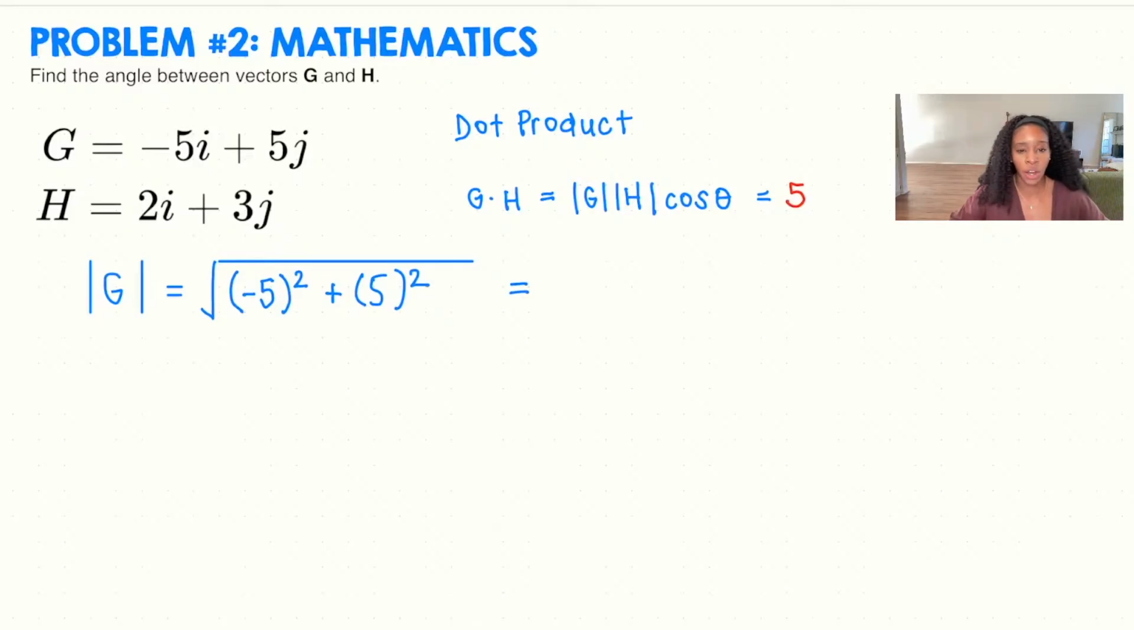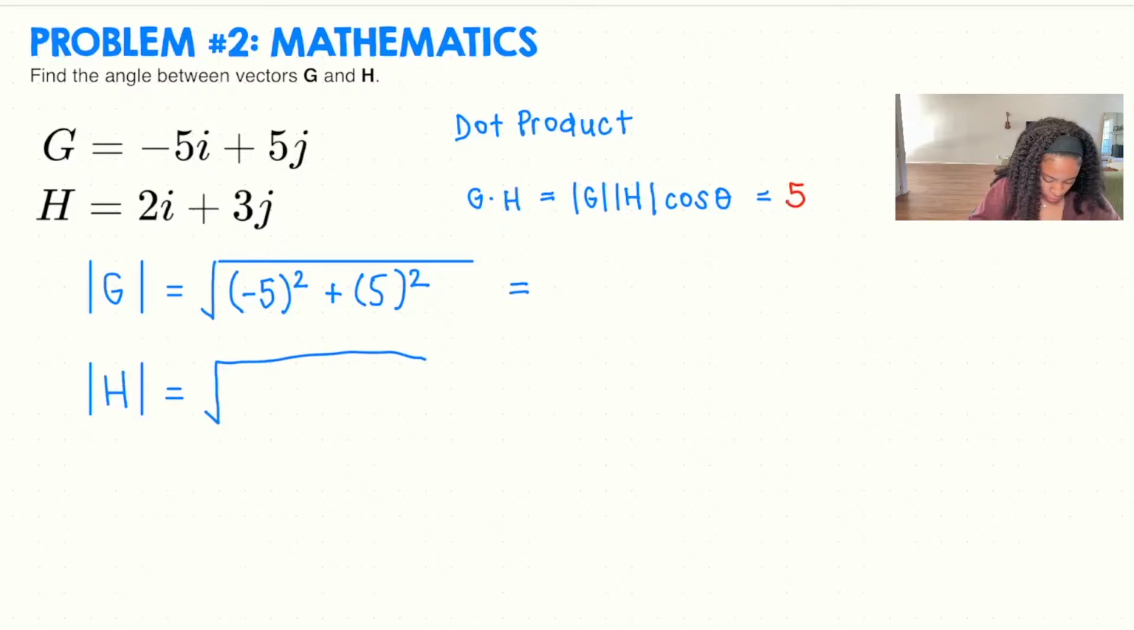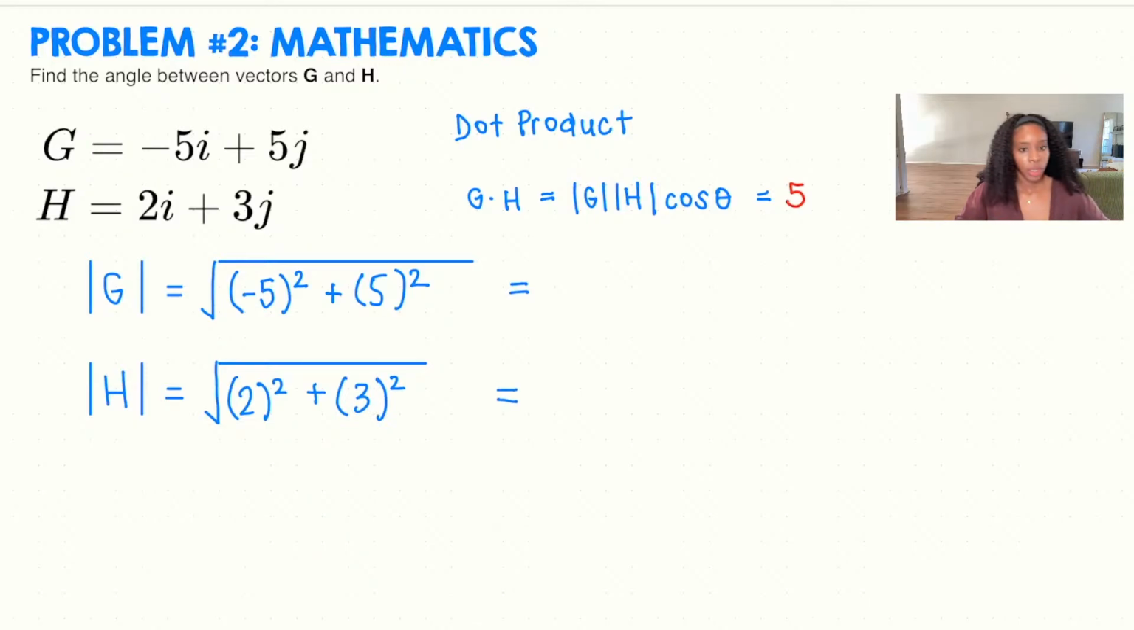And feel free to type that in on your calculator and put it in the chat what you get for the answer. I'm going to go ahead and write out the magnitude of H as well. It's going to be the square root of 2 squared plus 3 squared. So feel free to put the answers in the chat if you have them. So the magnitude of G, I got 5 root 2. For the magnitude of H, I got the square root of 13.